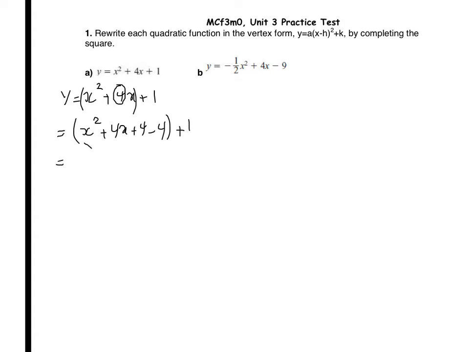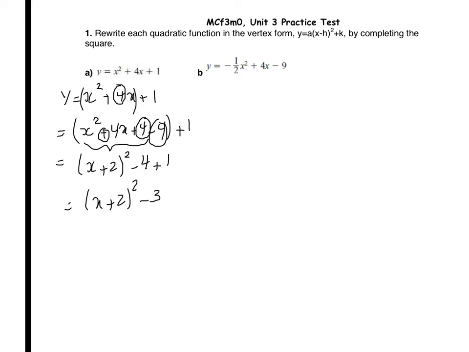Now, if you take these three terms, I can see that for x squared, the square root is x. For 4, the square root is 2. And since this is addition, I can write this as x plus 2 squared. And there is a negative 4 here, so it comes out plus 1. So the answer is x plus 2 squared minus 3. Okay? So this is part 1.